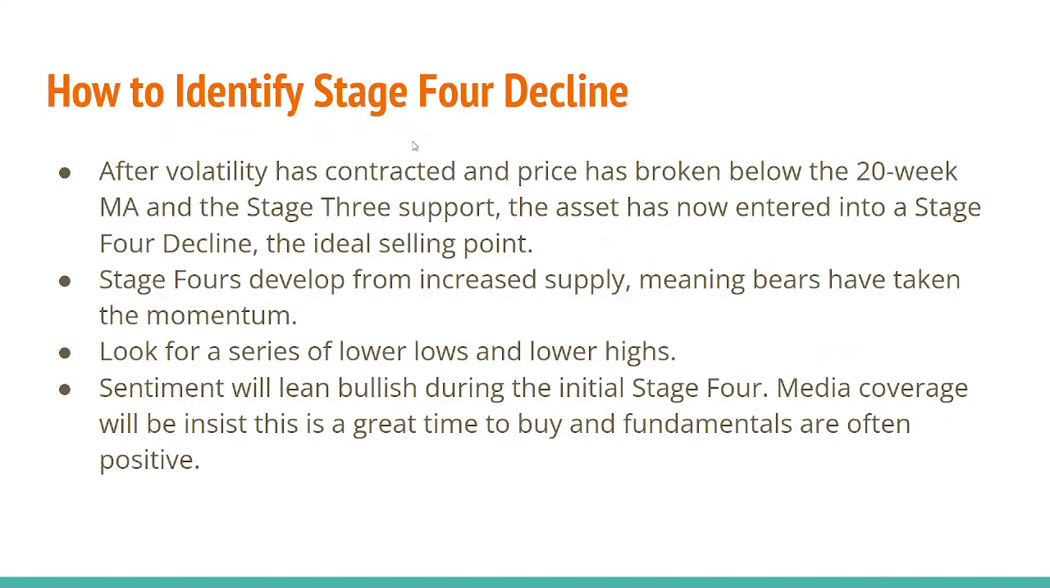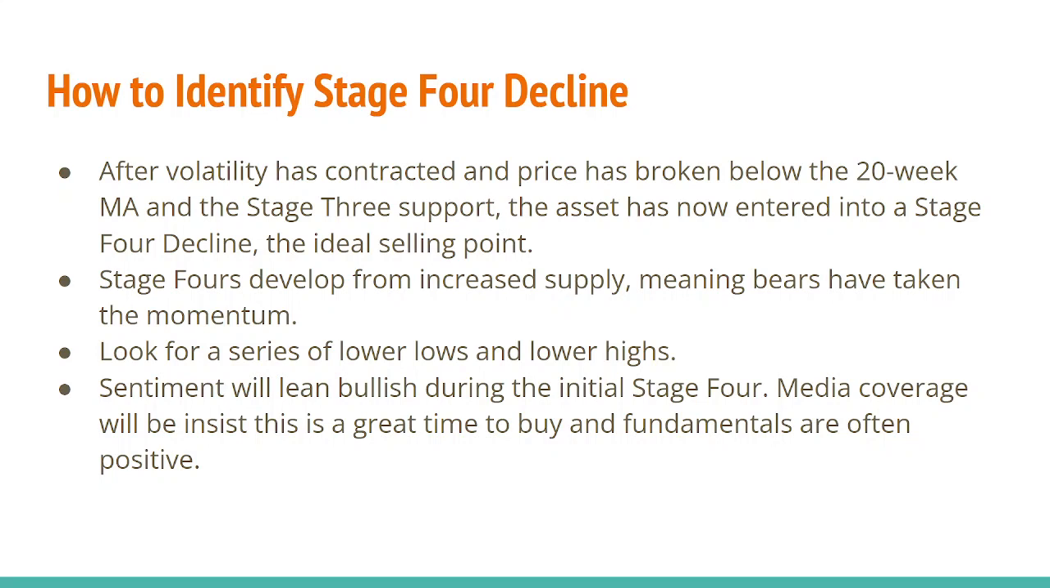So, how to identify a stage 4 decline. After volatility has contracted and price has broken below the 20-week moving average and the stage 3 support, the asset has now entered into a stage 4 decline, and this point within the stage 4 decline is the ideal selling point.